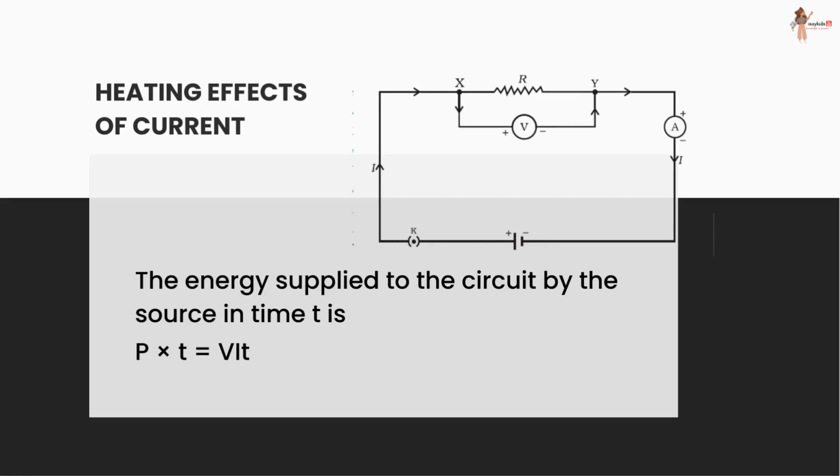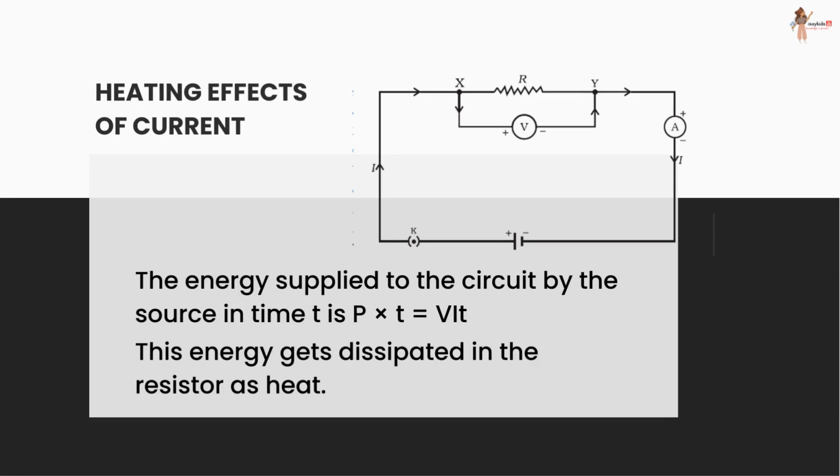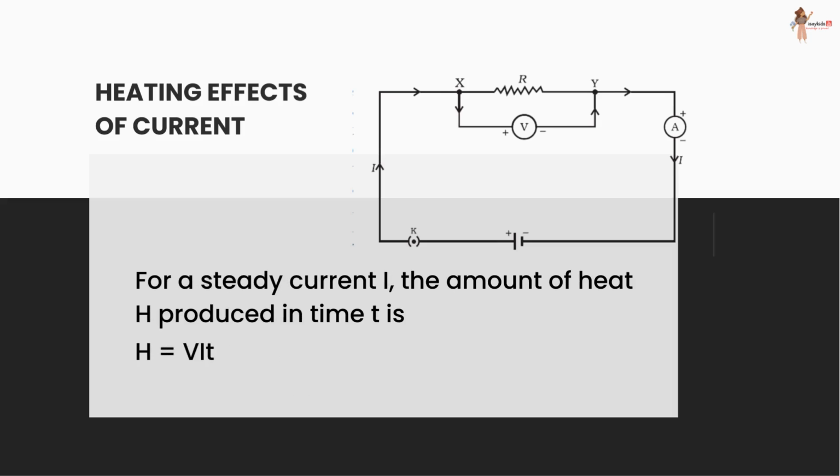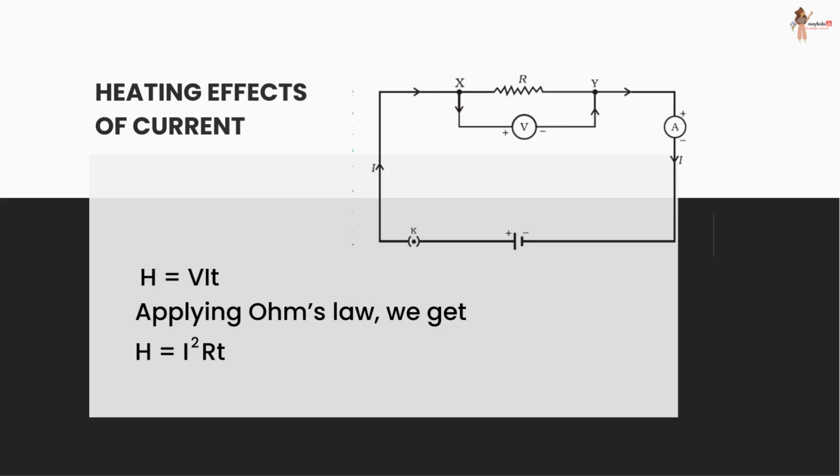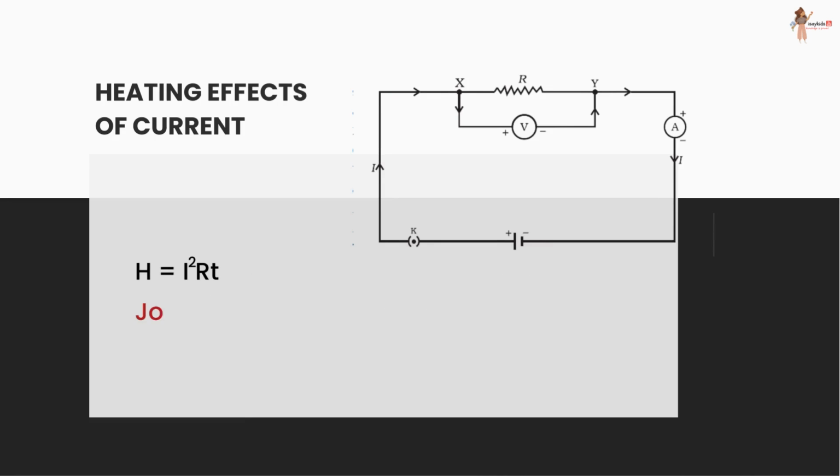Now, what happens to this energy expended by the source? This energy gets dissipated in the resistor as heat. Thus, for a steady current I, the amount of heat H produced in time T is H equal to V into I into T. Applying Ohm's law, we get H equal to I squared RT. This is known as Joule's law of heating.